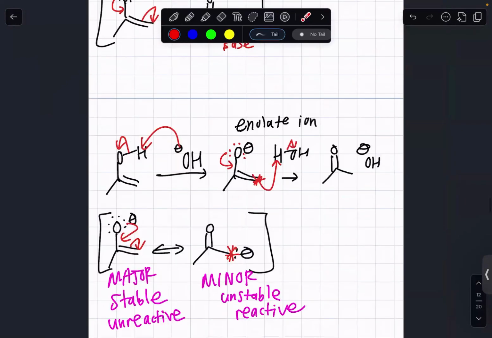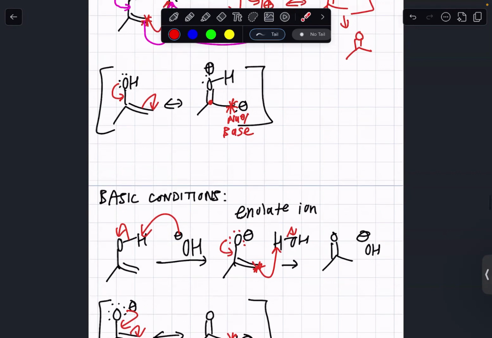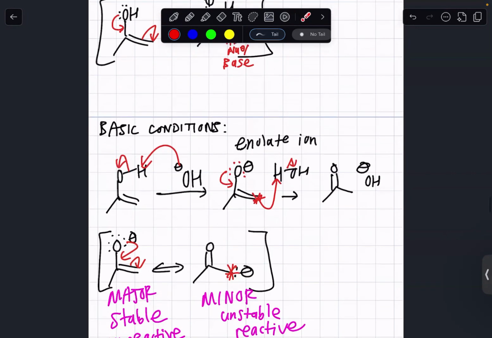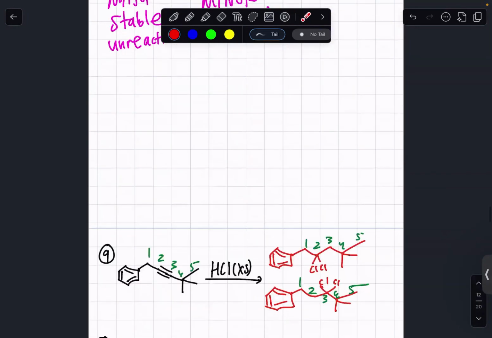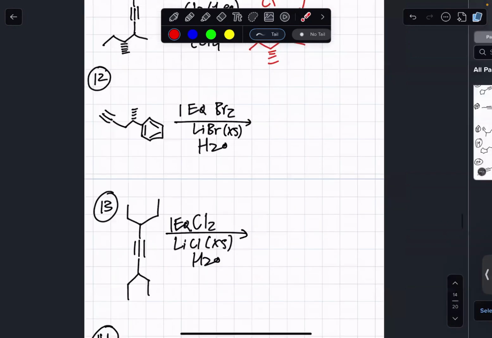In acidic or basic conditions. And the way that you tell which conditions you're in is to look at the reagents. If you're given H2SO4, you're in acidic conditions. If you're given NaOH, you're in basic conditions. Now, if you're given water, it's basically amphoteric, both acidic and basic, but in the mechanisms I've seen so far, water is used as an acid, most likely. Okay, let's move on to 12.